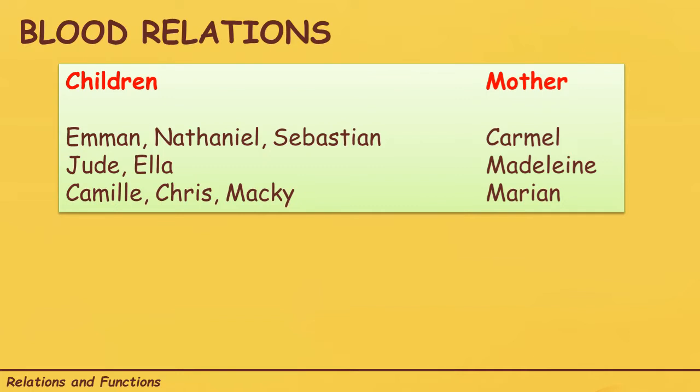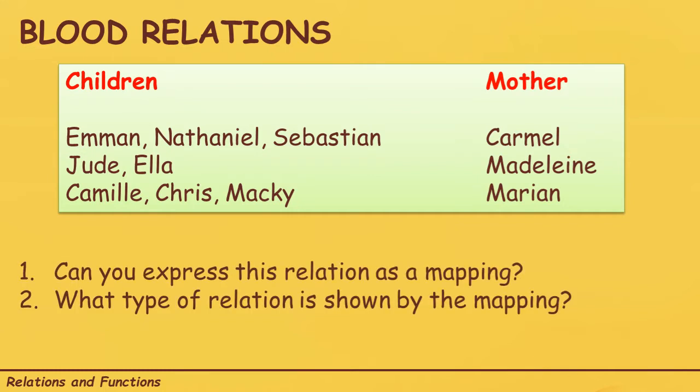As we can see, the mother of Eman, Nathaniel, and Sebastian is Carmel. The mother of Jude and Ella is Madeline. Camille, Chris, and Mackie, ang mother naman nilang tatlo, is Marian. So let us try to answer these two questions based on blood relations. 1. Can you express this relation as a mapping? 2. What type of relation is shown by the mapping? Let us now answer these two questions.